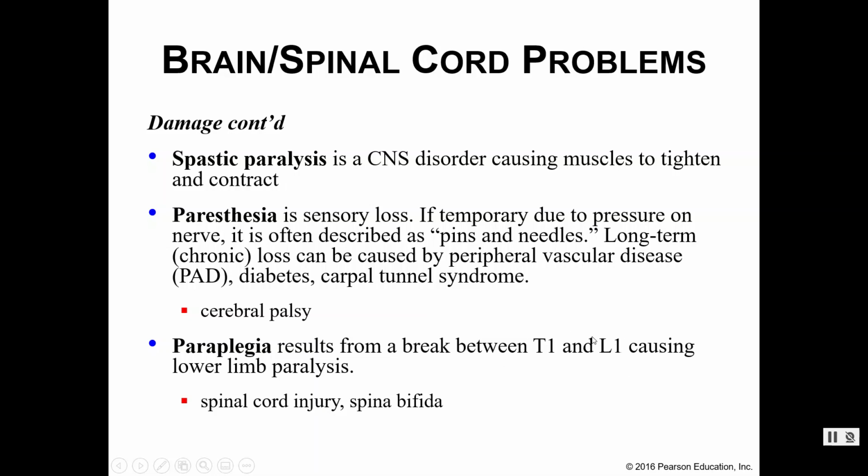Okay. Now, paraplegia results from an injury that occurs somewhere between the T1 and the L1 vertebra. You've damaged a spinal cord somewhere. This results in lower limb paralysis. In addition to perhaps a spinal cord injury, you could also suffer from spina bifida. Okay. We've seen that term a couple of times. We are going to go into a little bit more detail about that later.